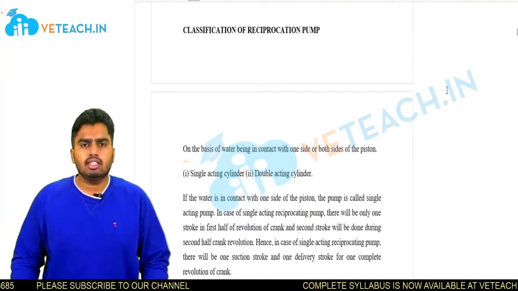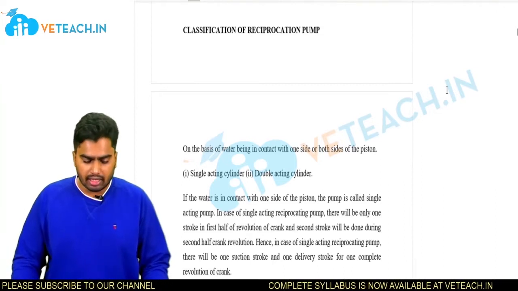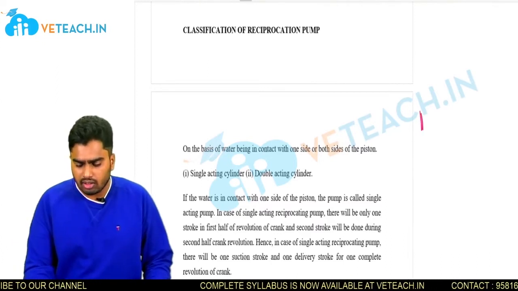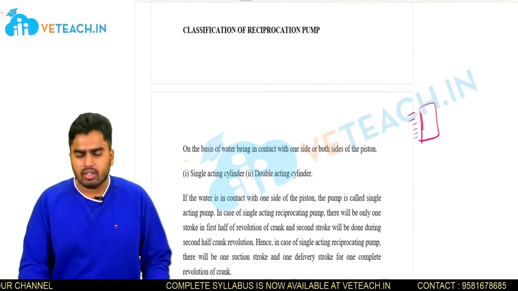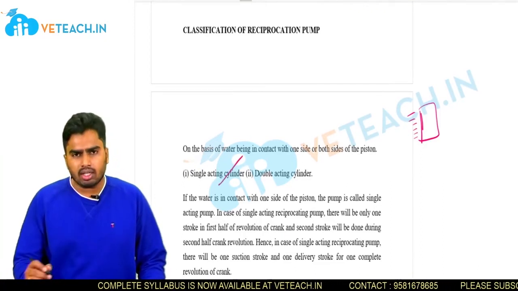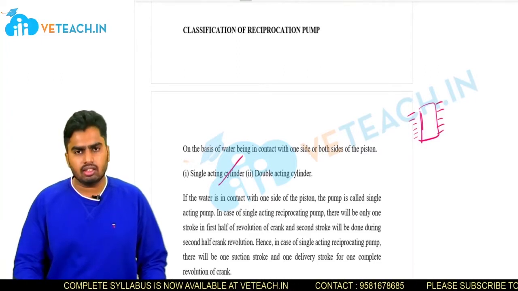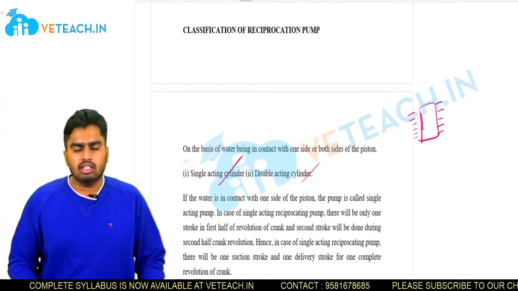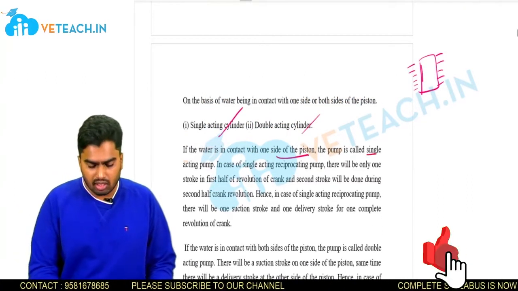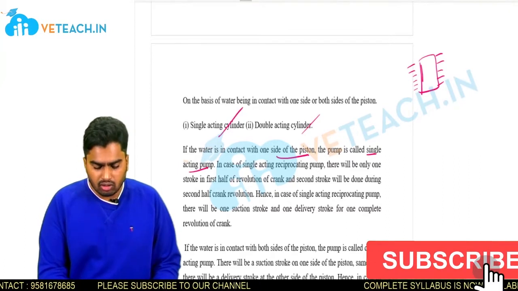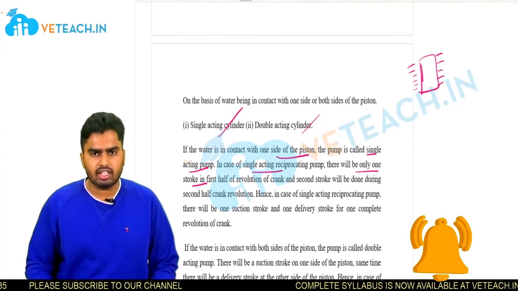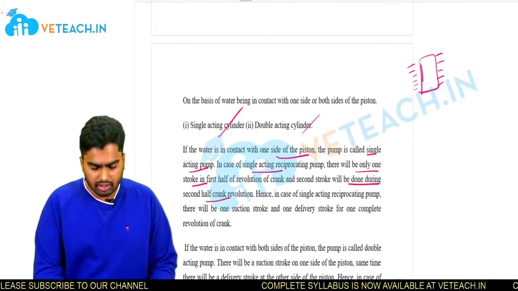Let us see the classification of reciprocating pumps, right. On the basis of contact of water, if the water is on only one side of the piston, we name it a single acting pump, and if the water is on two sides of the piston, we name it a double acting pump. Let us see it clearly. If water is in contact with one side of the piston, the pump is called a single acting pump. In a single acting reciprocating pump, there will be only one stroke in half revolution of the crank, and the second stroke will be done in the second half revolution of the crank.